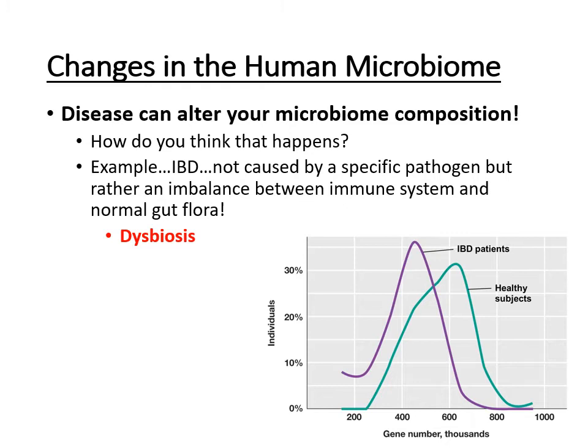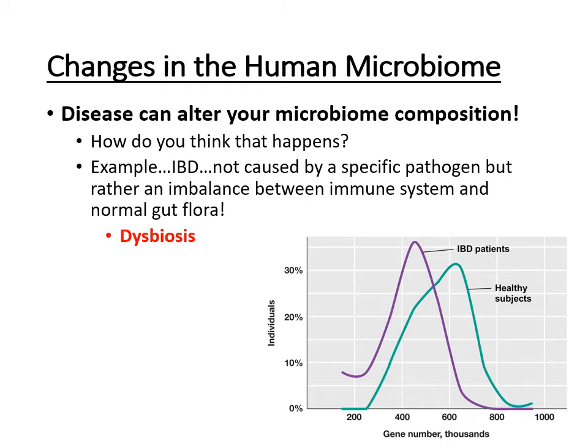So for instance, certain things within disease or illness can kill off a lot of your microbiome or your normal flora. And then what happens? What do you know about when some of your normal flora is killed off? Well, now the bad guy pathogens can thrive or flourish and take over. Now, one of the examples that we use regarding disease in the human microbiome is IBD, irritable bowel disease.